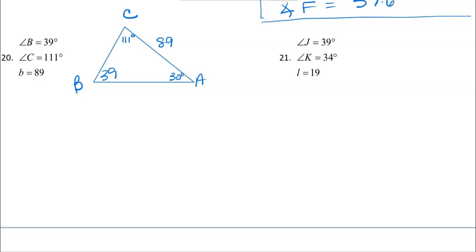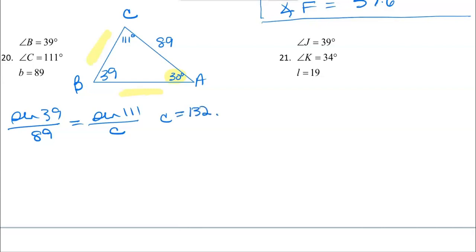So I need everything else. I'm going to need this side and this side now. I got this side by doing mere subtraction. Okay, so my pairing was sine of 39 over 89, and that equaled sine of 111 over little c. Little c ended up being 132.0. Done. So that was one that was missing. It makes sense it's big. It's across from the biggest angle.